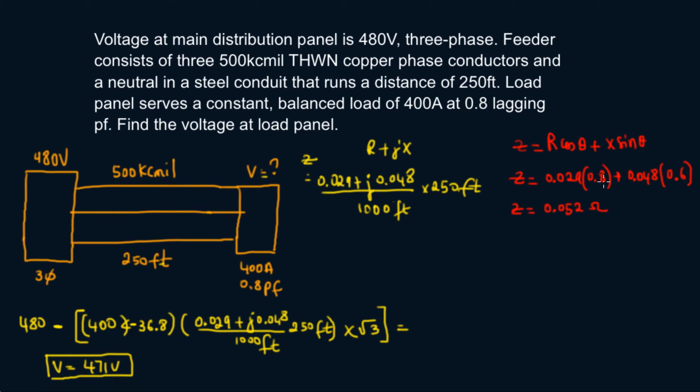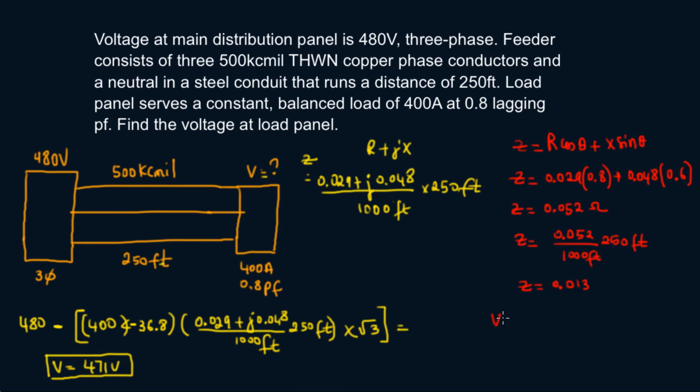But remember, this is per 1,000 feet, so we're going to have to divide this by 1,000 feet and multiply by 250, which is our length. So Z becomes 0.013. Then we have our impedance already calculated. We can calculate the voltage drop across that.